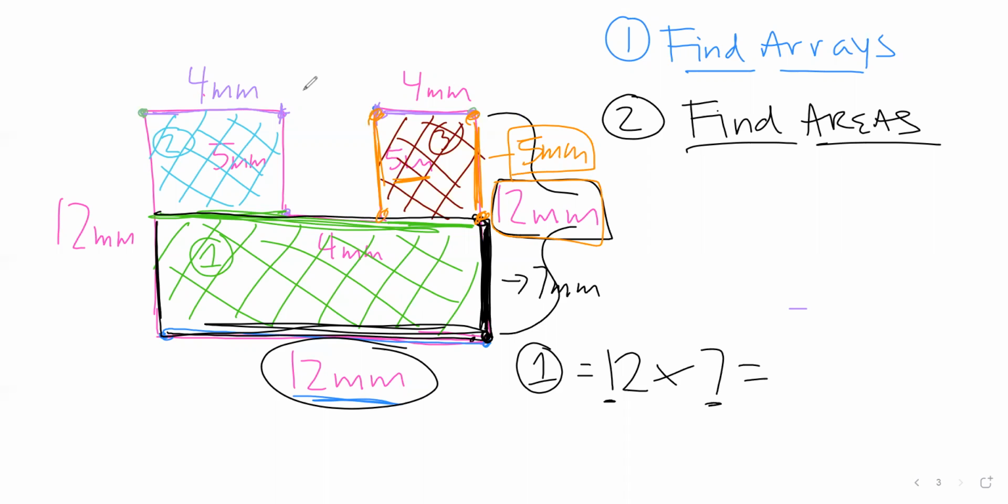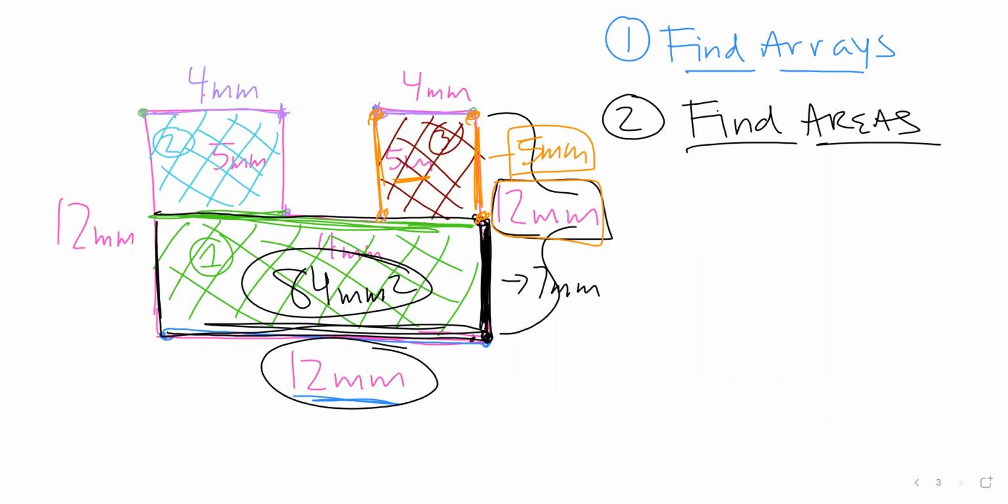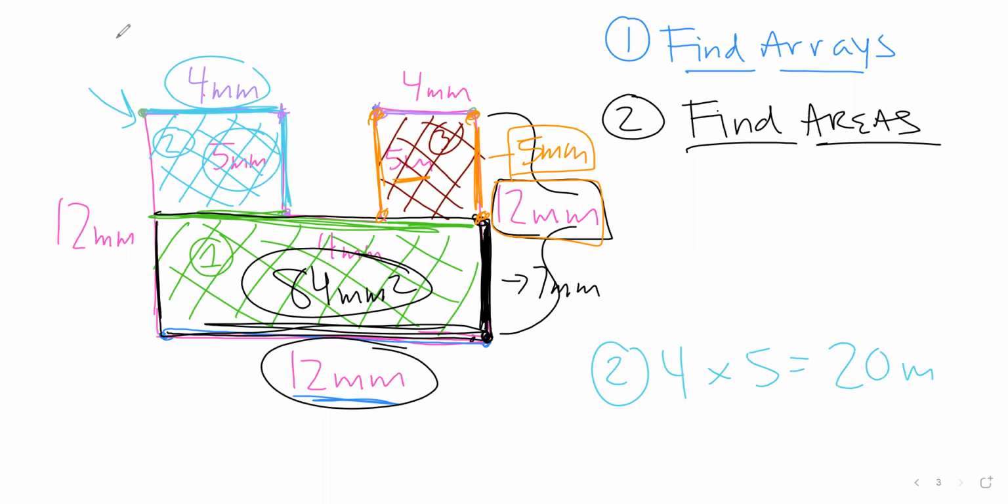So 10 times 7 is 70, and then 2 times 7 is 14. So that's 84 millimeters squared. Let's put that over here, 84 millimeters squared. That's the area of rectangle 1, which is the green one. Then let's find the area of rectangle 2, which is this light blue one over here. We have columns of 4 times rows of 5. That one works out a lot easier. Rectangle 2 is 4 times 5, so that's 20 millimeters squared.